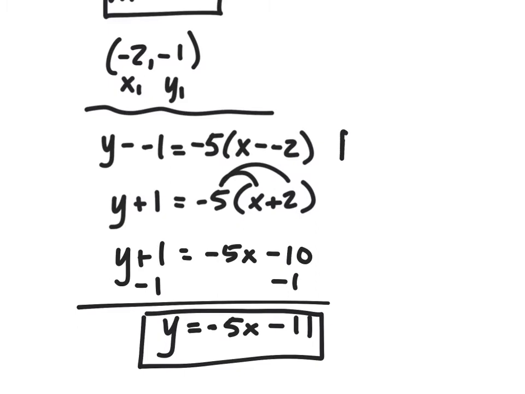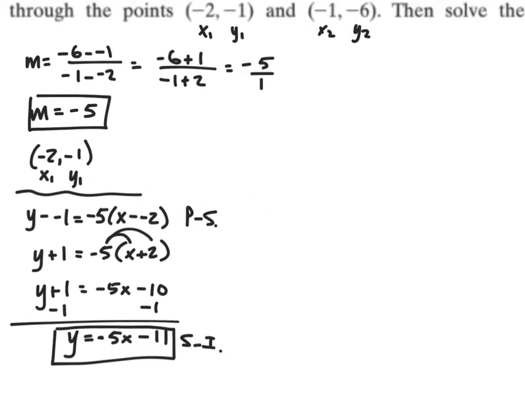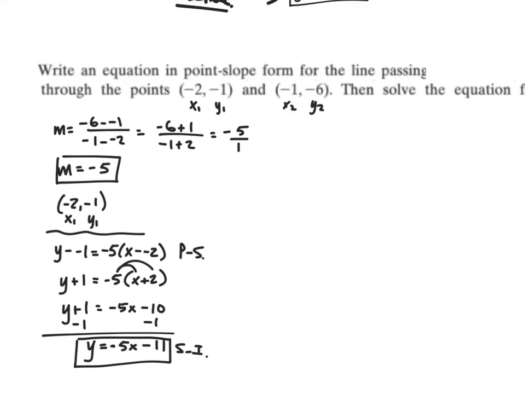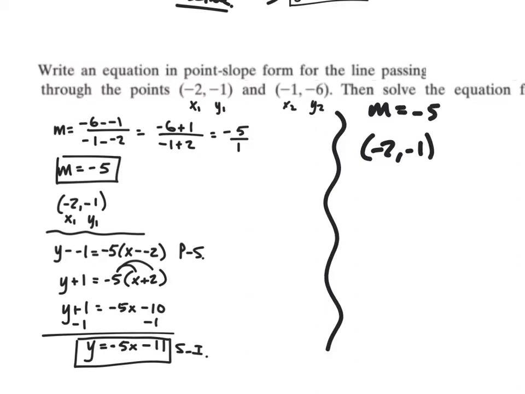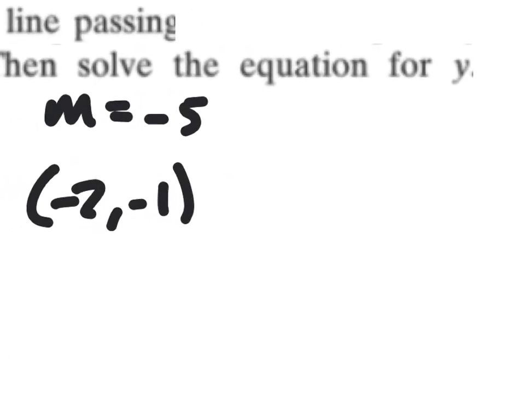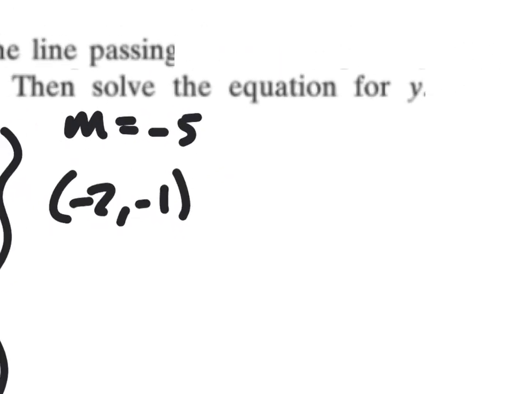So this is point slope, and this is slope intercept. Now, what I can also do is take this point here and the slope and do something else. So this is one way. All right, let's do this another way, where our m is equal to -5, and we have a point -2, -1. Now, in this method, I'm using slope-intercept form.